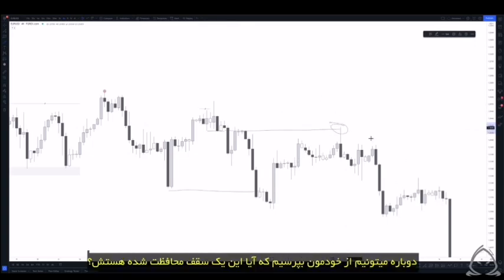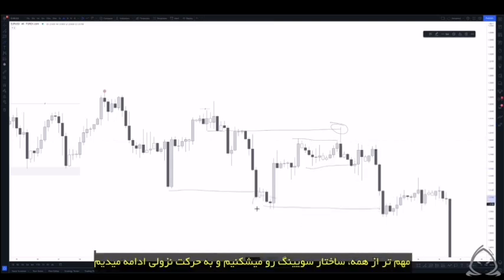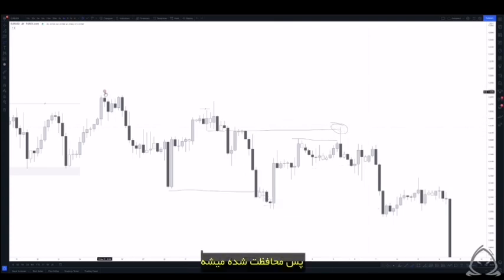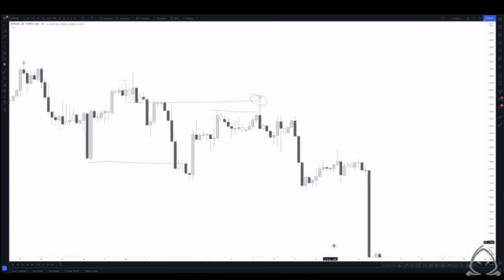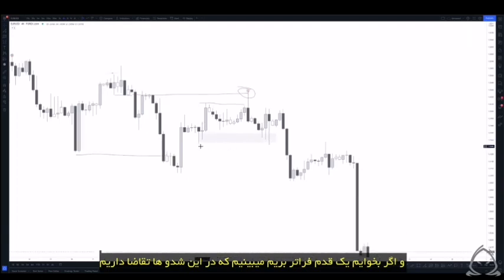Again, we can ask ourselves, is this a protected high? What we can see is we take liquidity, we have a change of character. More importantly, we take swing structure and continue moving to the downside. This high was successful in taking out this low, therefore it becomes protected. And if we want to take that a step further, we have demand in these wicks.